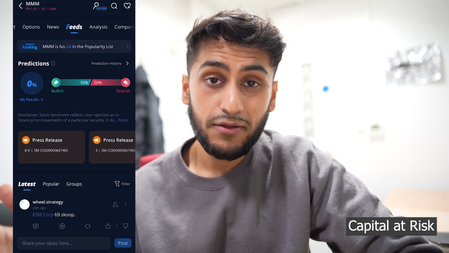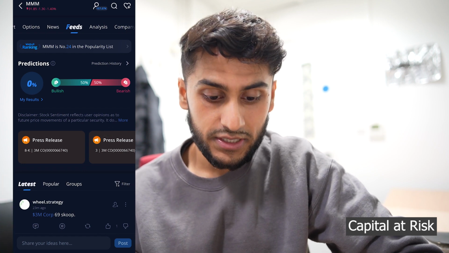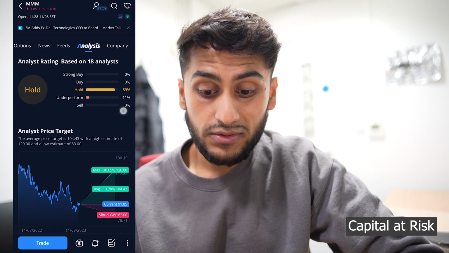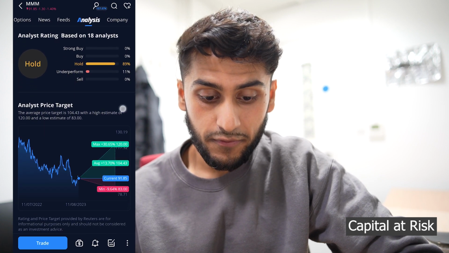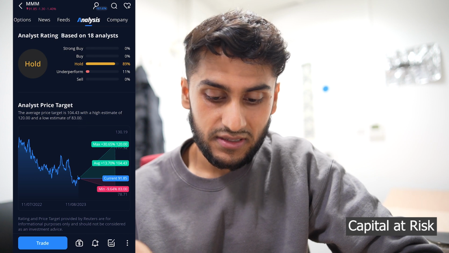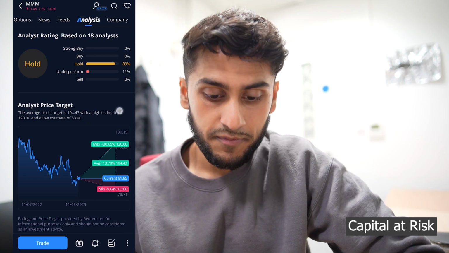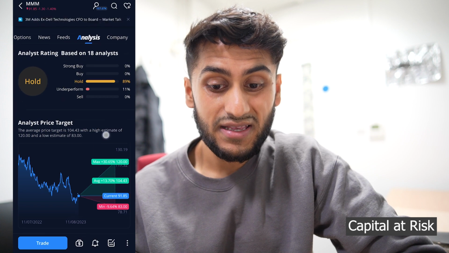For example, 50% on this company are bearish and 50% bullish. You can even see analyst ratings. For example, 89% are saying hold, 11% are thinking it might underperform, and also analyst price targets, as you can see, maximum, average, current, and minimum. Take these with a pinch of salt, as realistically, even the best forecasts are always wrong.